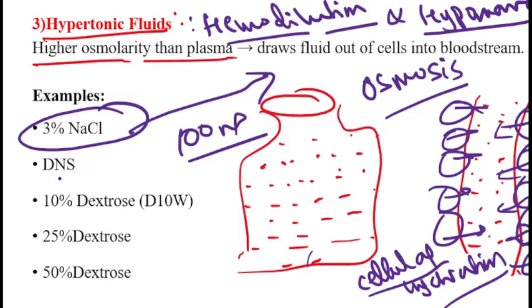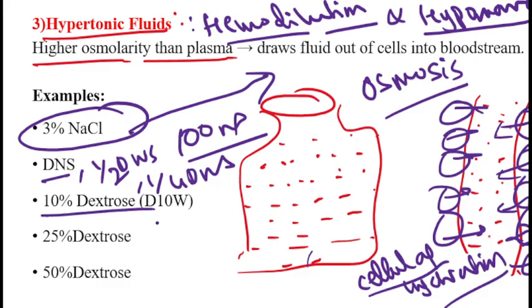Examples for these fluids are DNS, dextrose normal saline, that is half DNS, or 1/4 DNS is also available. 3% NS means every 100 ml contains 3 gram of sodium chloride. DNS means dextrose 5 gram per 100 ml solution and sodium chloride 0.9 gram. Both dextrose and normal saline are present here. So all of you have to see the composition of the fluids, for your better understanding.